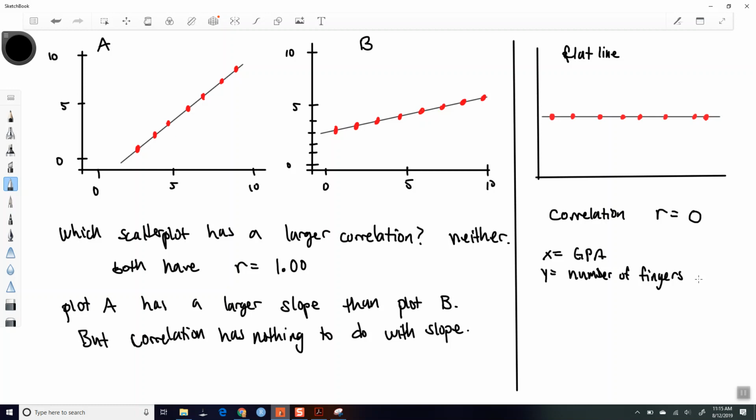can you make perfect predictions? Yes, but does one variable really tell you much about the other? It doesn't. And if we tried to flip it the other way around, where we tried to predict GPA based on number of fingers, we certainly cannot make any kind of good prediction about GPA based on the number of fingers that you have, okay? And so in this case, the correlation between GPA and number of fingers is 0.